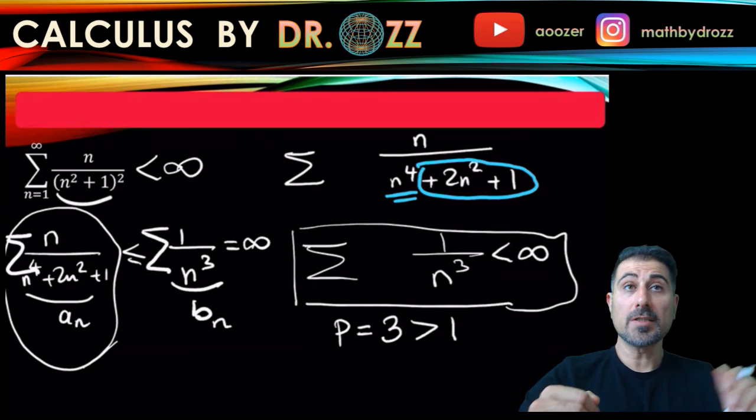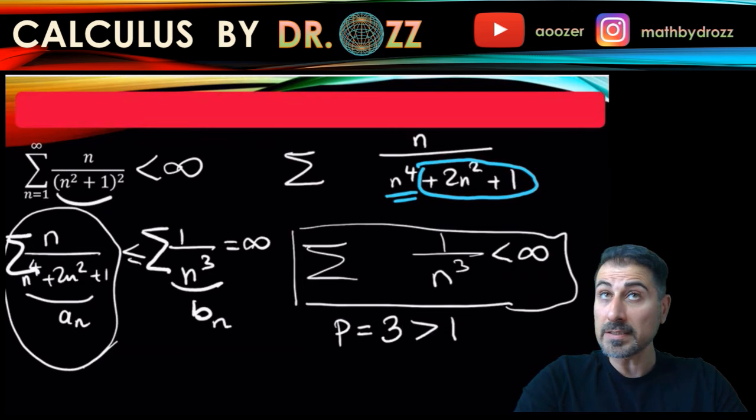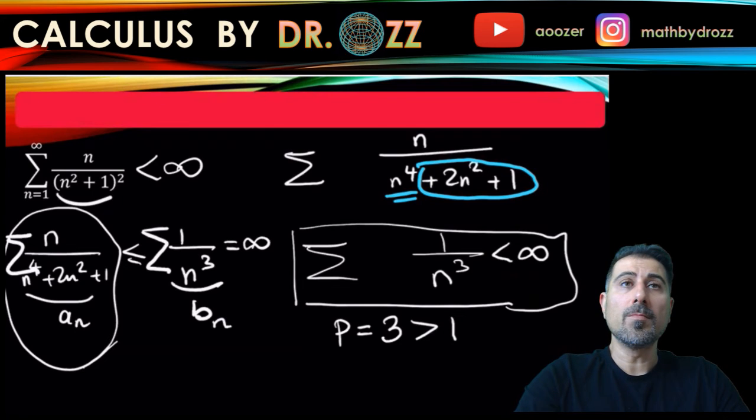You can pause the video at this moment, and instead of the direct comparison test, you can apply the limit comparison test. Again, you're going to compare the given series to 1 over n cubed, but this time you're going to prove that the limit of a_n over b_n is a finite number, which is not a hard task for you because you know L'Hopital's rule. You have an infinity over infinity type indeterminate form, so this shouldn't be a hard task for you to go through.